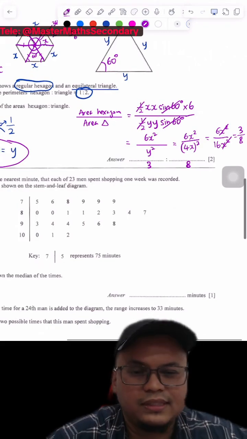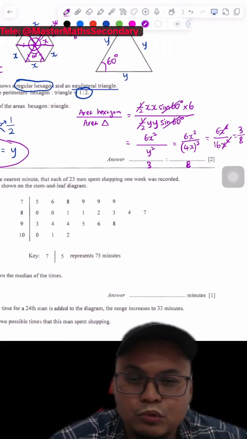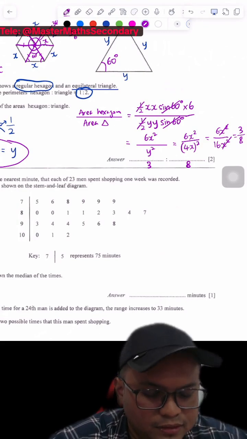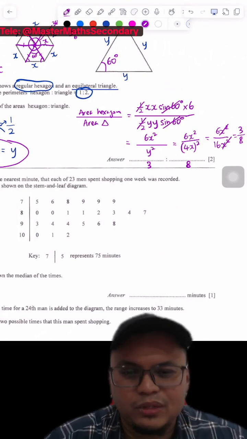This one isn't that straightforward. It's quite a lot of steps for 2 marks. But it is a real O-level question that came out in 2020.